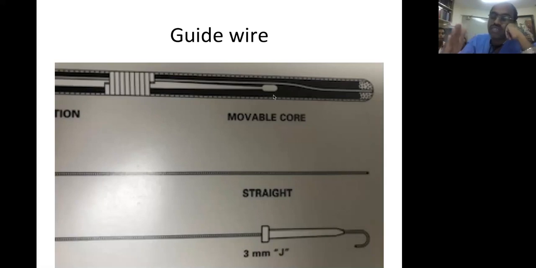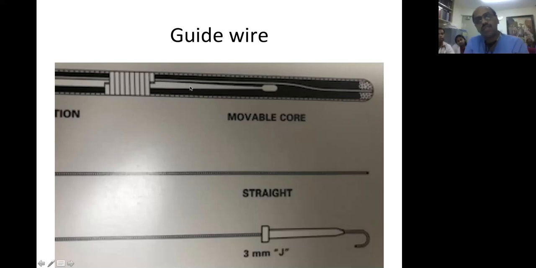Some of the guide wires just remain straight. There are two wires that will go through. There is something called a central mandrel. This white color is called the central mandrel. There is another area which is called a movable core. This movable core, by pulling and pushing, can actually make this area become bent. So the movable core will slide separately from the central mandrel.